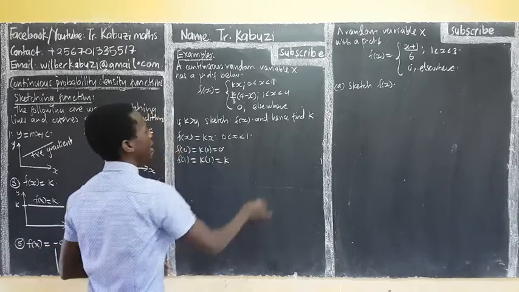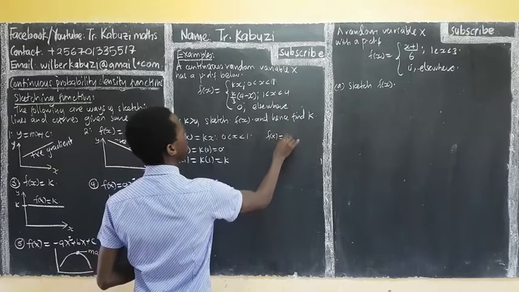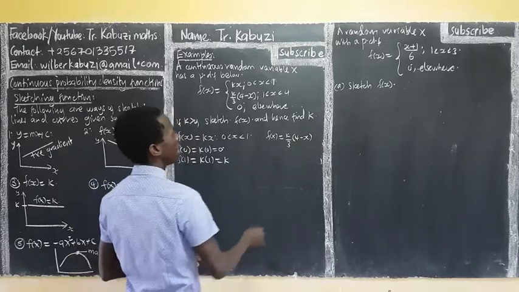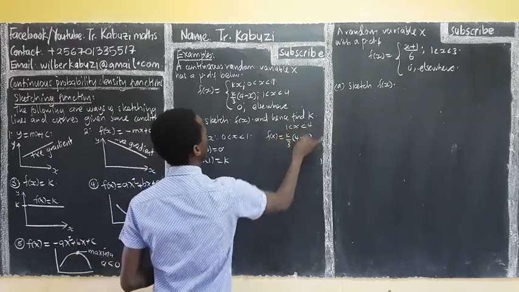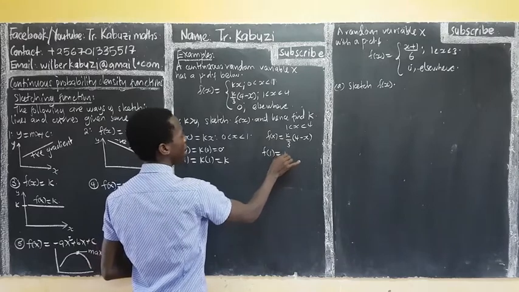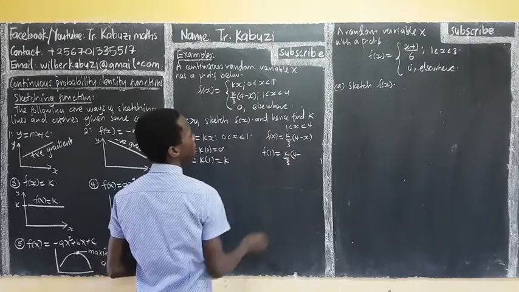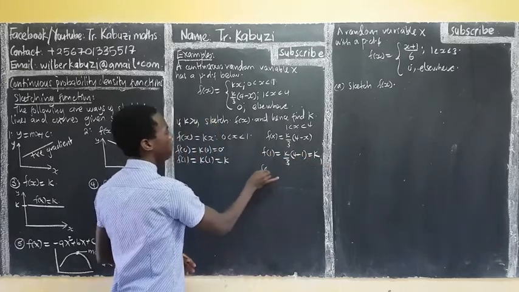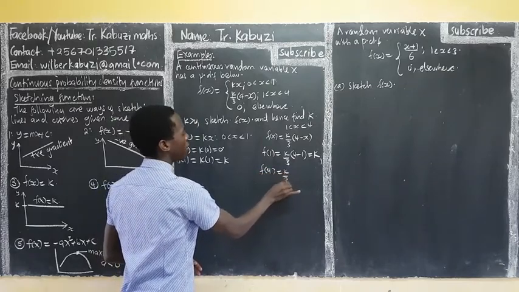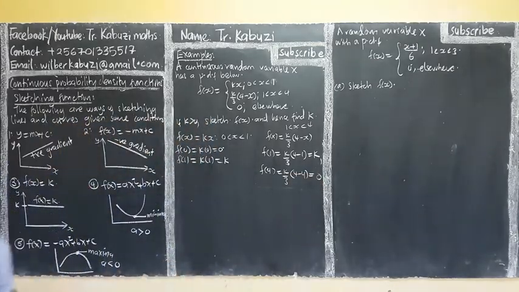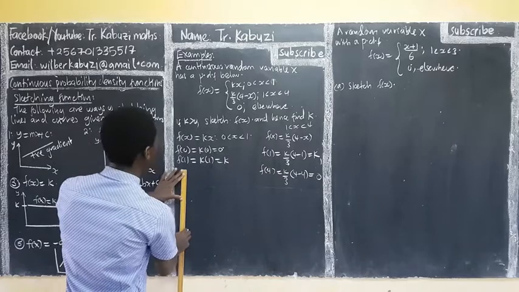The other one we are having is f of x equal to k over 3 into 4 minus x, in the interval 1 less than x less than 4. The same thing, we evaluate this one at 1, its first interval, which will be k over 3 into 4 minus 1, which will be k. Then we evaluate it at 4, which will be k over 3 into 4 minus 4, which will be 0. Now to sketch it, you just get your ruler and then you draw your simple sketch like this.